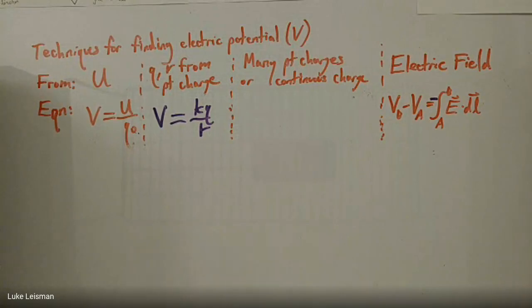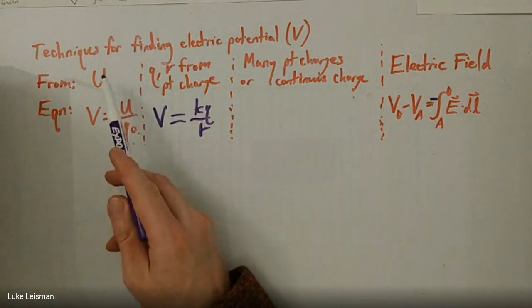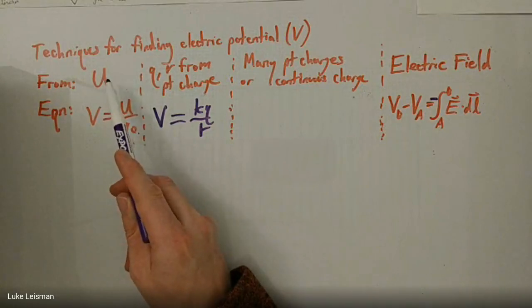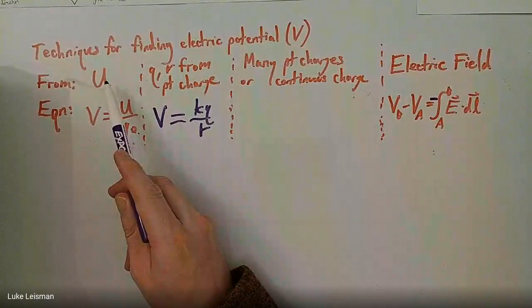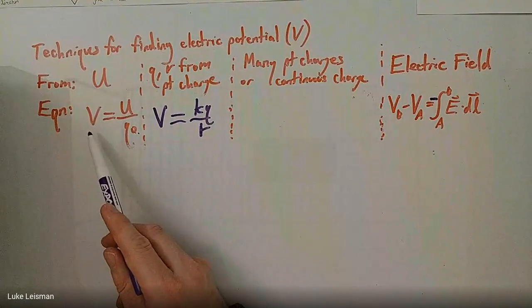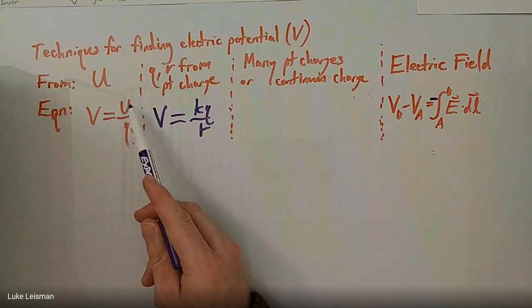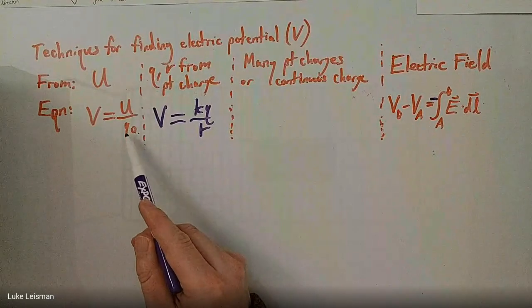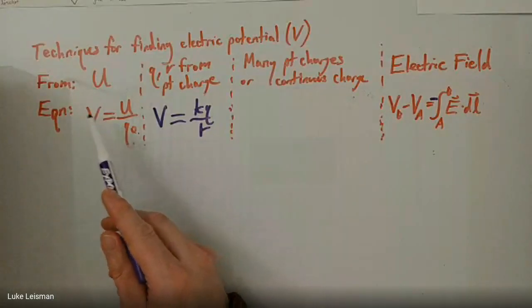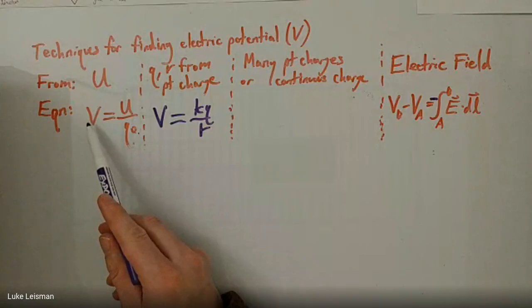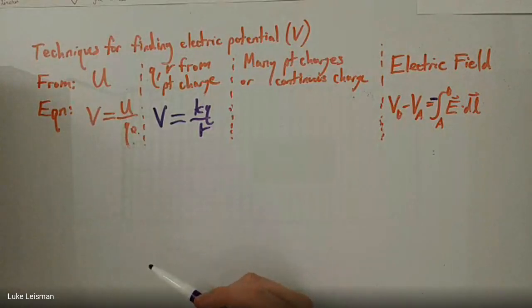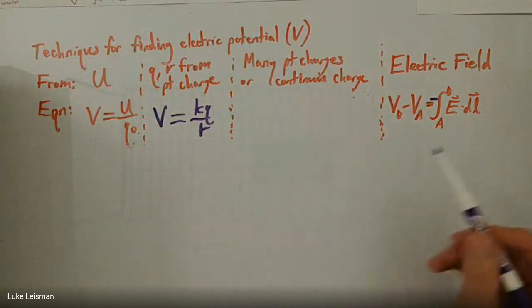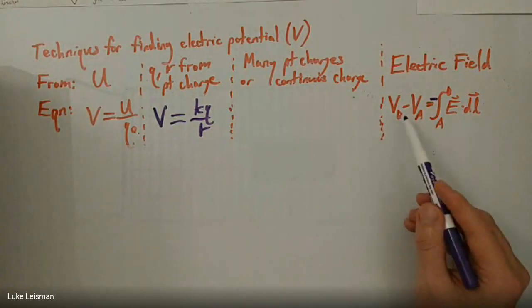Last time we wrote down that if you know what the potential energy is, due to some charge configuration, we can calculate the electric potential by taking the potential energy and dividing by Q. Similarly, if we know the potential, multiplying by Q gives us the potential energy. We also realized last time that there's a connection between electric field and electric potential.